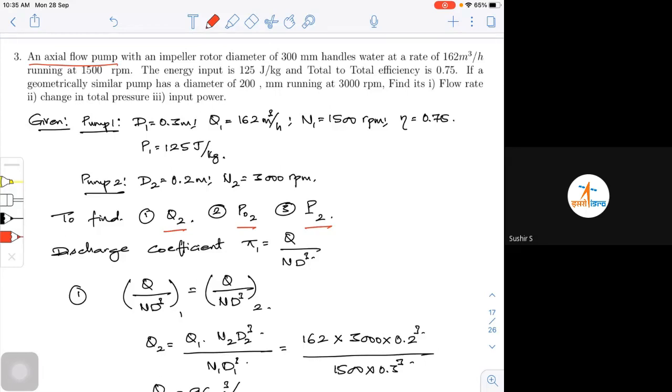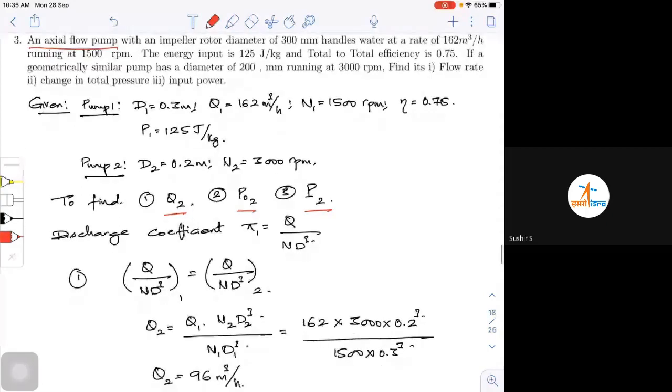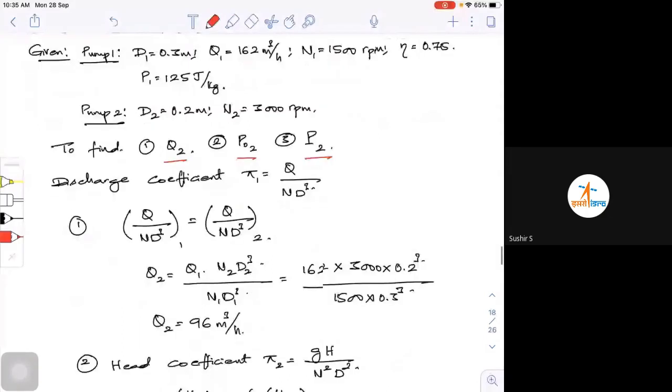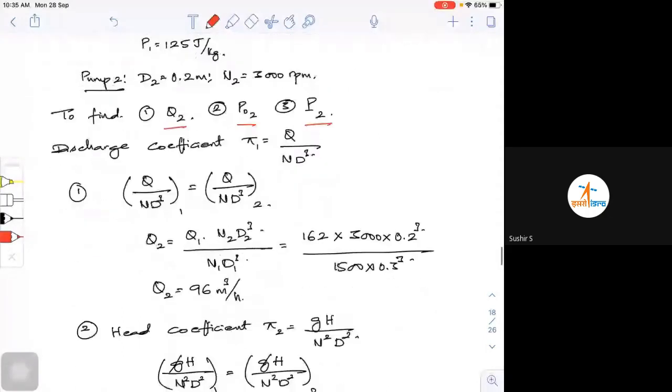Now, as I told, when I have the discharge, whether it's a pump or power absorbing machine, I will go with the discharge coefficient. So what is the formula? We have already done it from your model studies or the non-dimensional Buckingham pi theorem. The formula is Q divided by N D cube. Now I'm going to equate it for pump 1 and pump 2 and calculate the missing one. So Q1 is known, N and D1 I know, I substitute all those, and I calculate my Q2, which is 96 meter cube per hour.